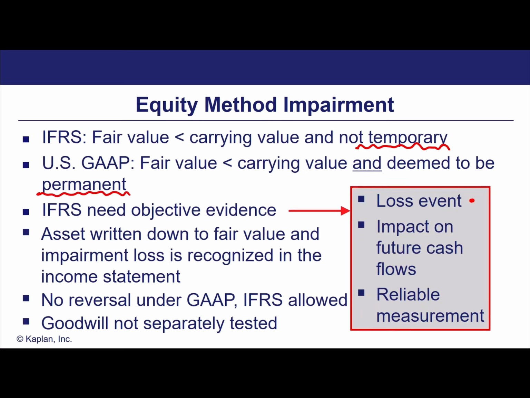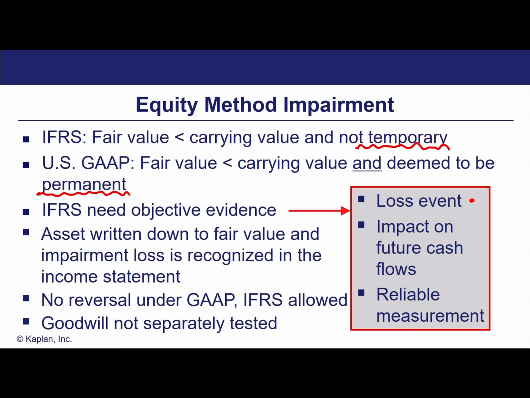Now, I don't know about you, but permanent sounds more than simply temporary. Temporary sounds like, well, we're not expecting it to reverse in the foreseeable future, but it might do at some point in the distant future. Whereas permanent seems to be, well, look, we're not ever expecting it to recover. Now, IFRS looks for objective evidence that there has been an impairment.